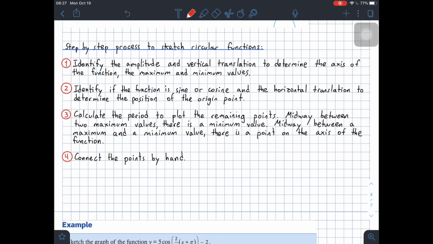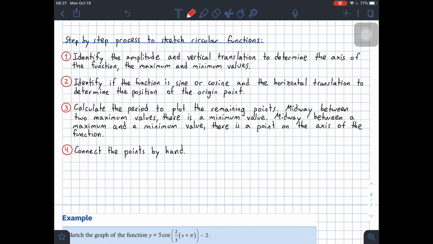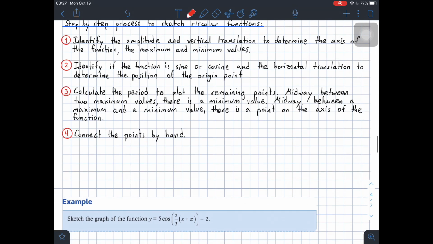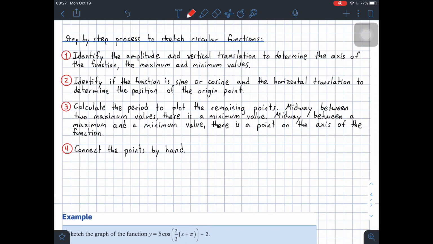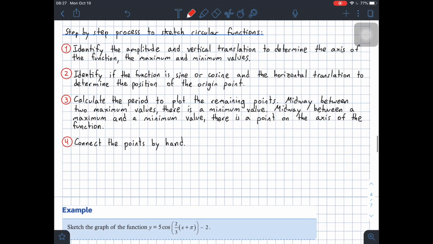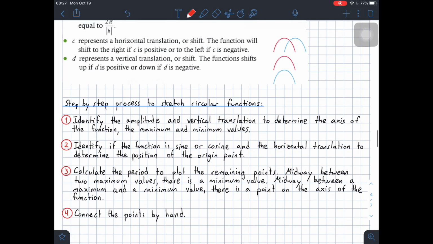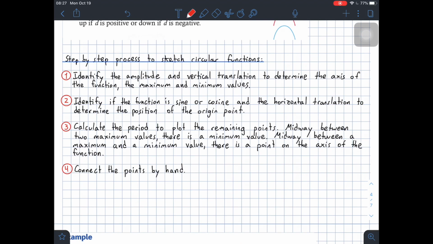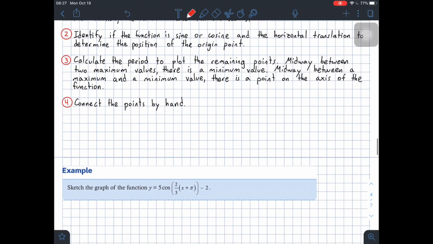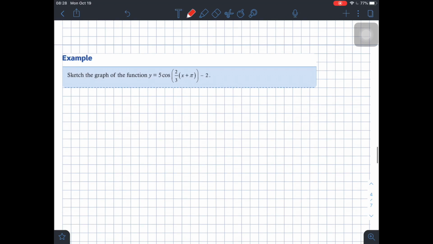Midway between two maximum values, there's a minimum value. Midway between a maximum and a minimum value, there's a point on the axis of the function. And finally, number 4, connect the points by hand. We would never use a ruler here because remember that trigonometric functions are waves, right? They are not straight lines. Okay, so let's see this example.